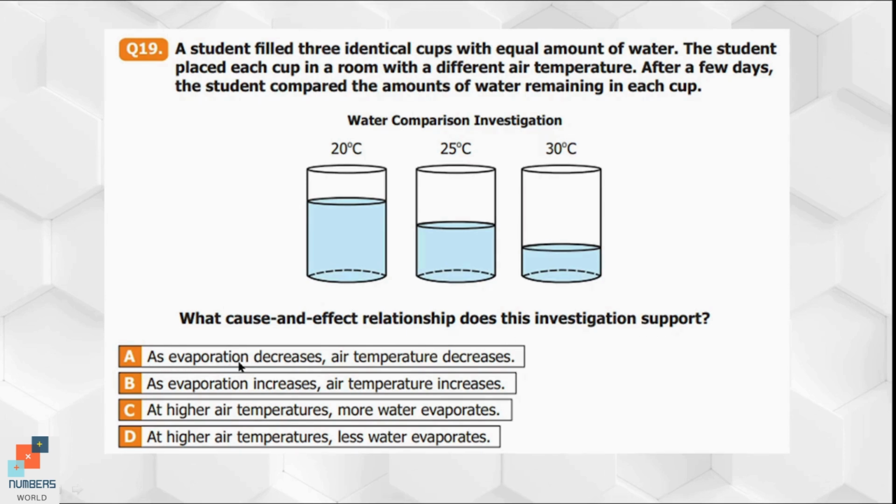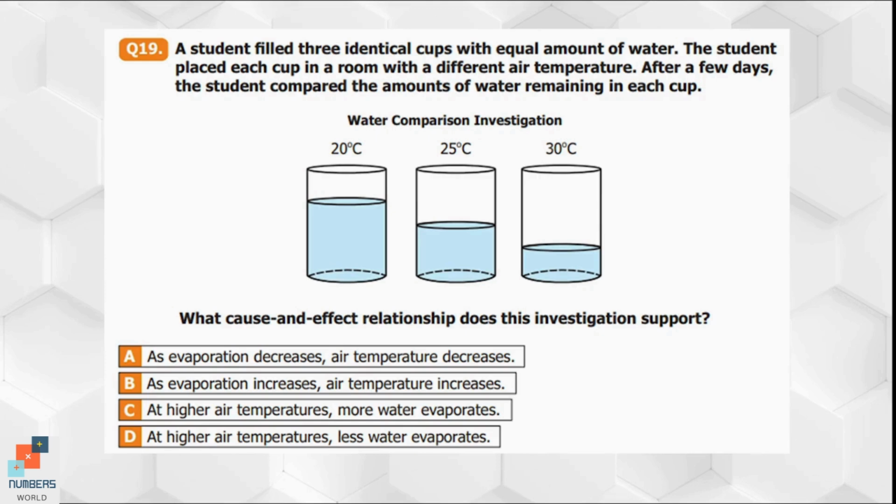Option A, as evaporation decreases, air temperature decreases. Option B, as evaporation increases, air temperature increases. Option C, at higher air temperatures, more water evaporates. Option D, at higher air temperatures, less water evaporates.